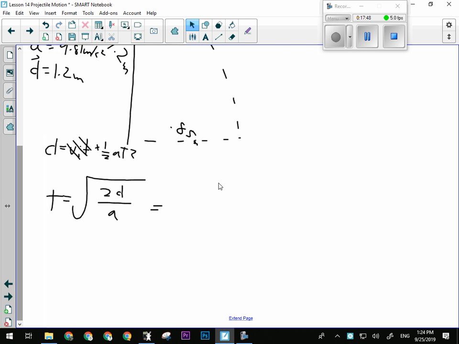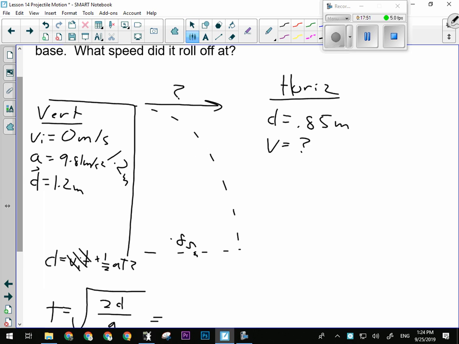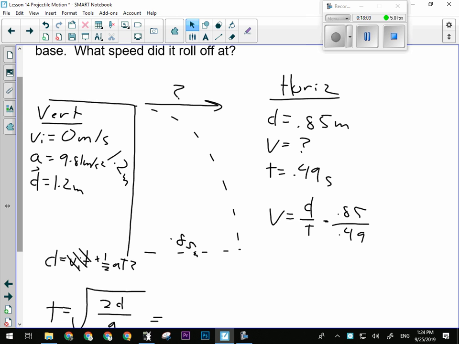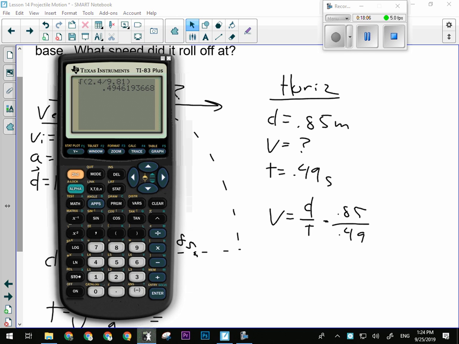Now I can take that number over here, because the whole time it's falling, it's also moving horizontally. v equals d over t, 0.85 divided by 0.49, and we'll get our horizontal rolling speed, that the question asked us for. So 0.85 divided by our answer. All right, so it rolled off the table at 1.7 meters per second.